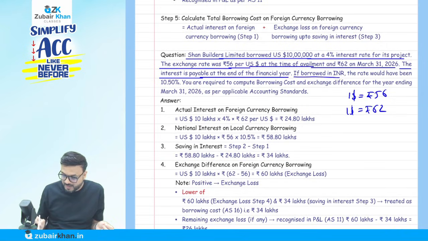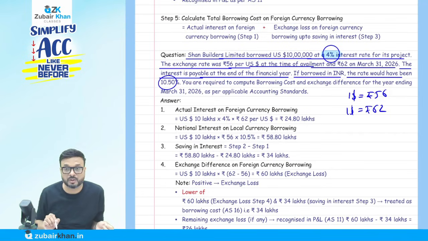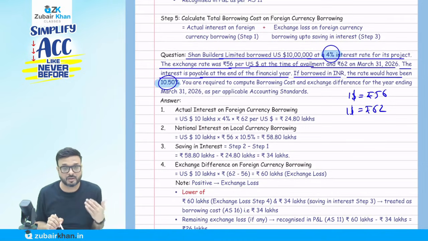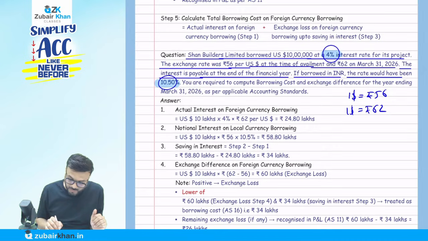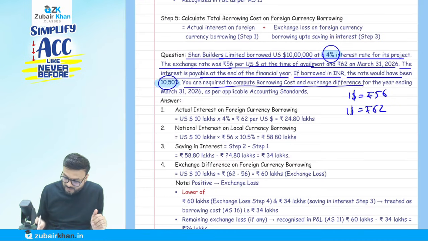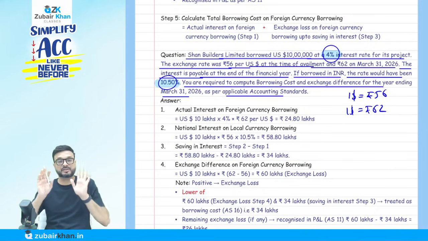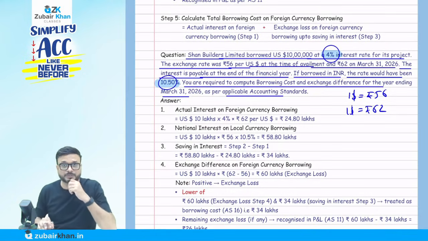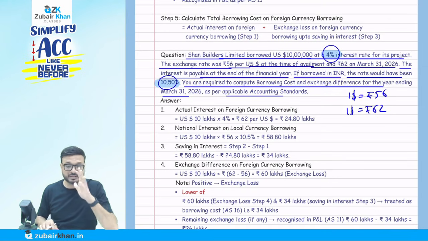Here, the interest is payable at the end of the financial year. If borrowed in INR, the rate would have been 10.5%. So if we took a loan from the foreign bank, the interest is 4%. If you take it from India, then it's 10.5%. You are required to calculate the borrowing cost and exchange difference for the year ending 31st March 2026 as per the applicable accounting standard, step by step. How much of an amount of interest are we actually paying?